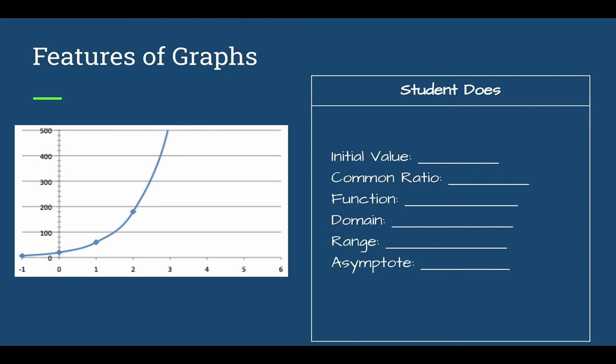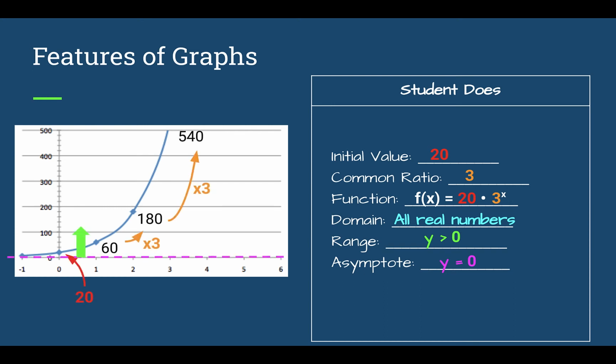Check your answers. Our initial value should have been 20. Common ratio was 3. So your function should have been f of x equals 20 times 3 to the x power. Domain, all real numbers. Asymptote was y equals 0, so the range was y is greater than 0.